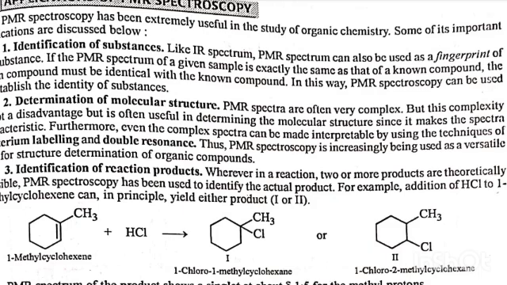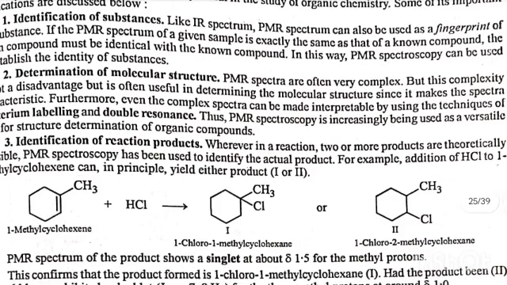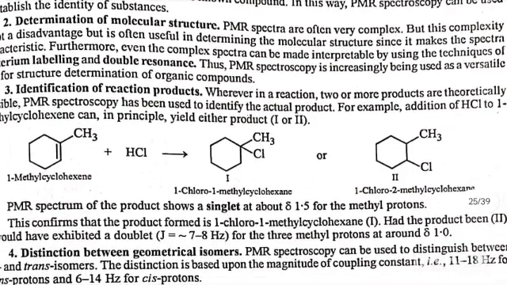Determination of molecular structure: PMR spectra are often very complex, but this complexity is not a disadvantage but is often useful in determining the molecular structure, since it makes the spectra characteristic. Furthermore, even the complex spectra can be made interpretable by using the techniques of deuterium labeling and double resonance.